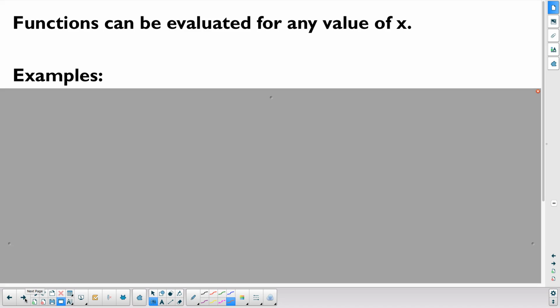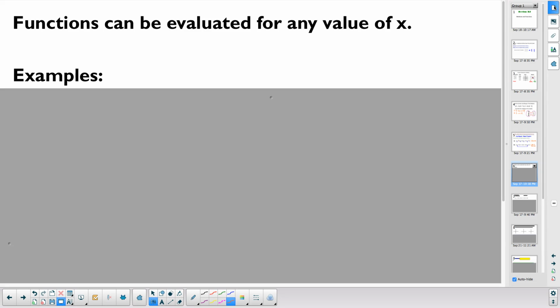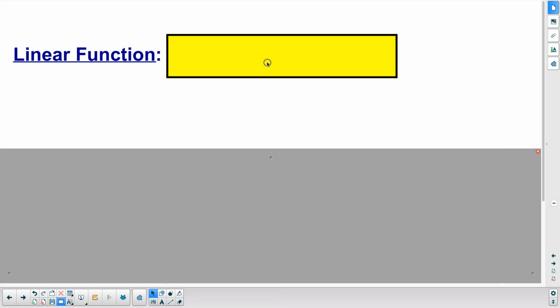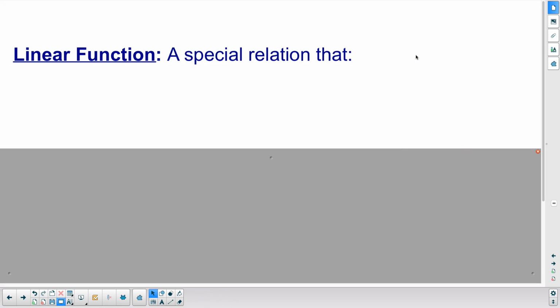We can evaluate functions at any value of x. Oops, tap the brakes. I forgot. I was supposed to talk about linear functions here first, because then that brings in function notation. So, a special kind of function is something called a linear function. Now, a linear function graphs into a line.